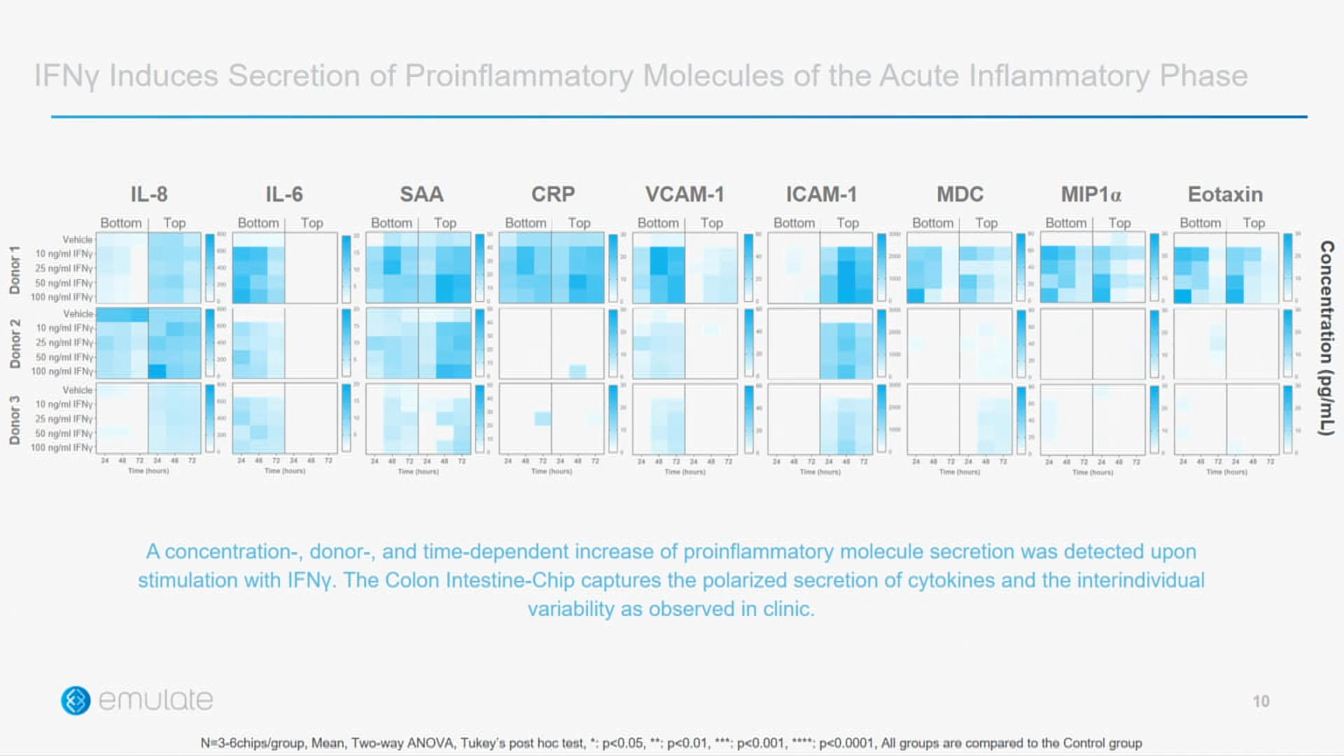is, first of all, that the Colon Intestine-Chip captures the secretion of all the pro-inflammatory molecules that characterize the acute inflammatory response of intestinal mucosa. Secondly, it captures the polarized secretion of those cytokines, and this is shown in the example of IL-6 and VCAM, which are predominantly secreted basolaterally as opposed to the apical secretion of ICAM-1. But most importantly, it captures the inter-individual variability observed in the clinic, and that is evident, for example, in many of the chemokine secretions.